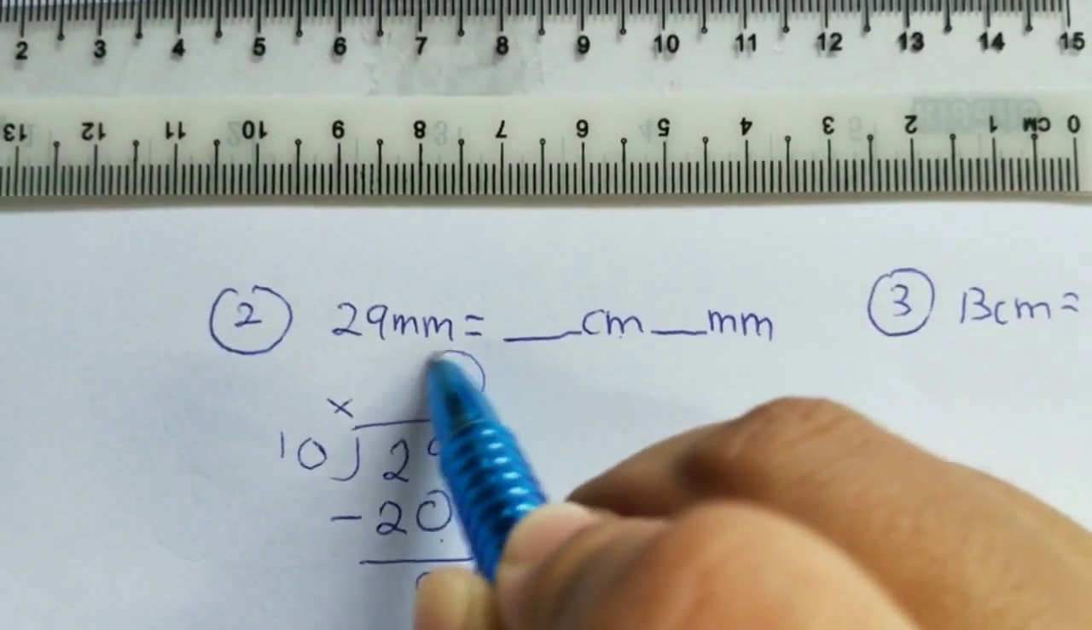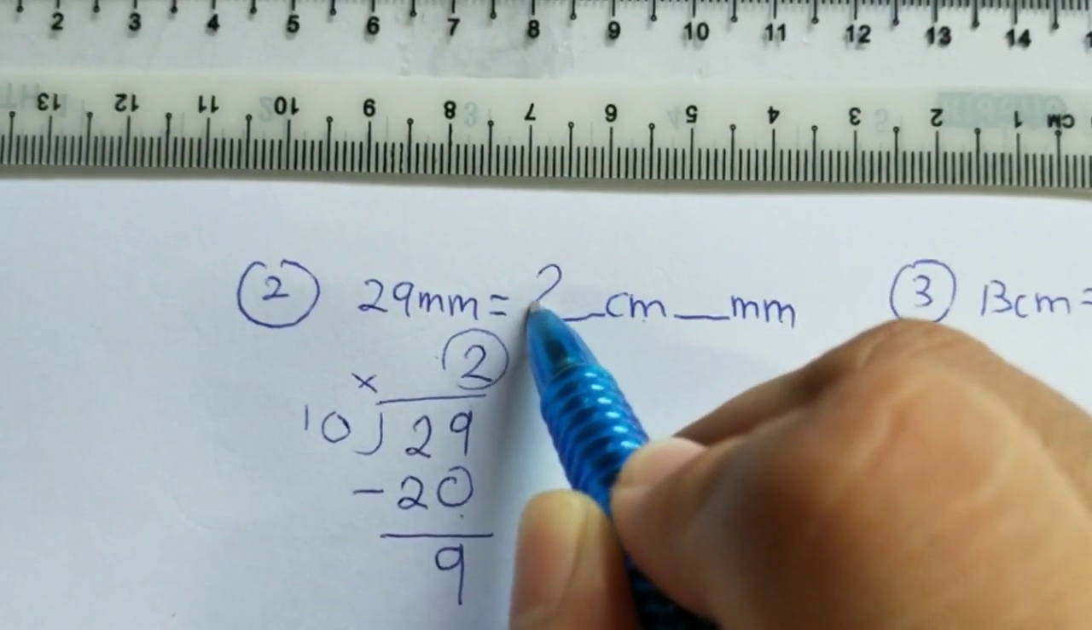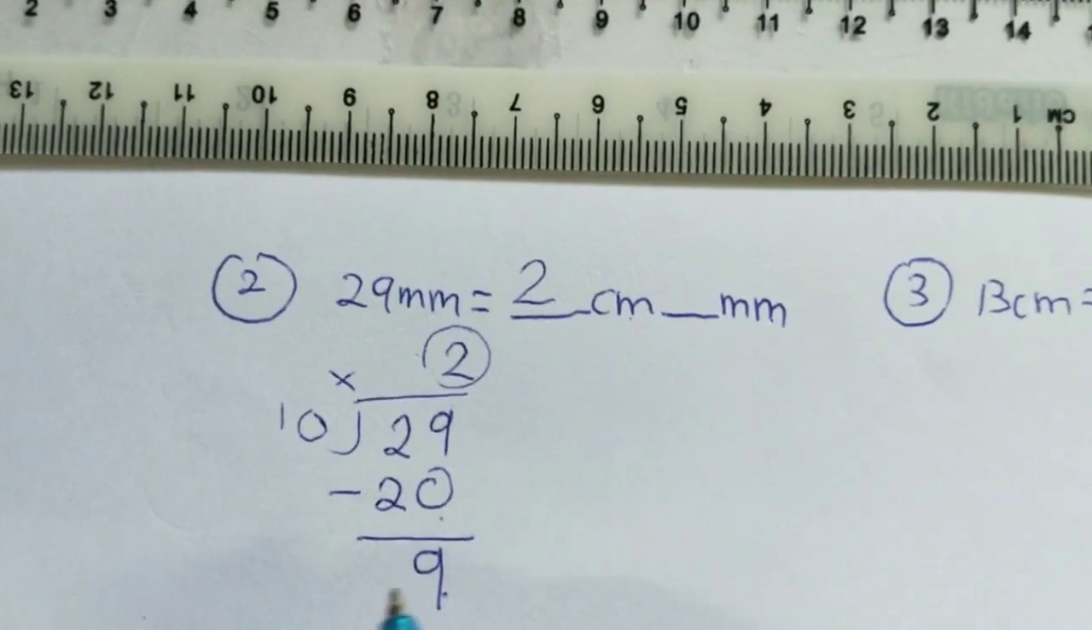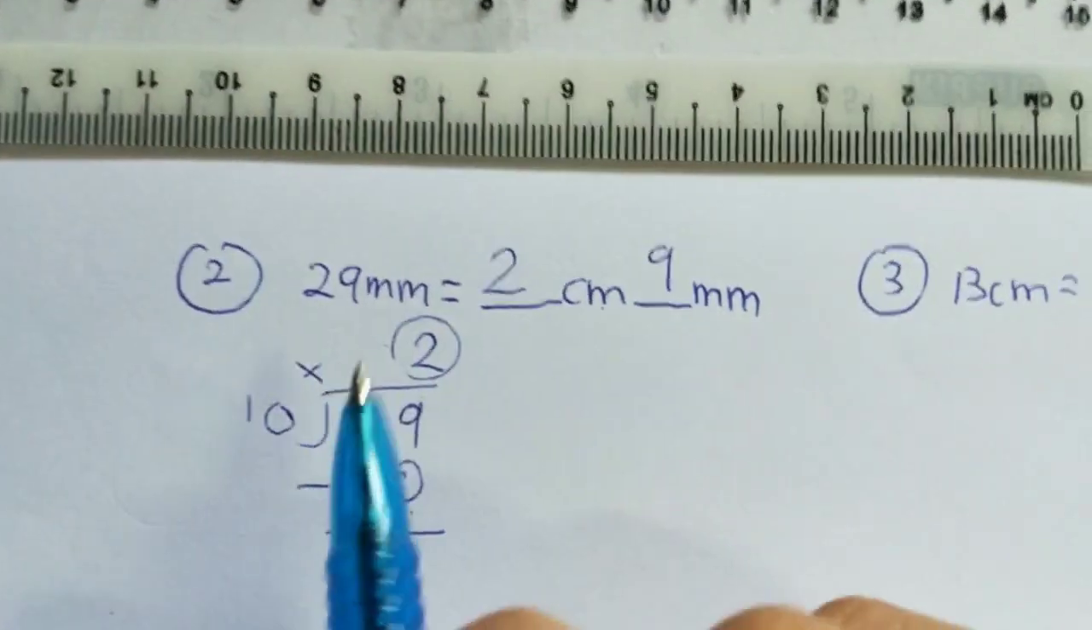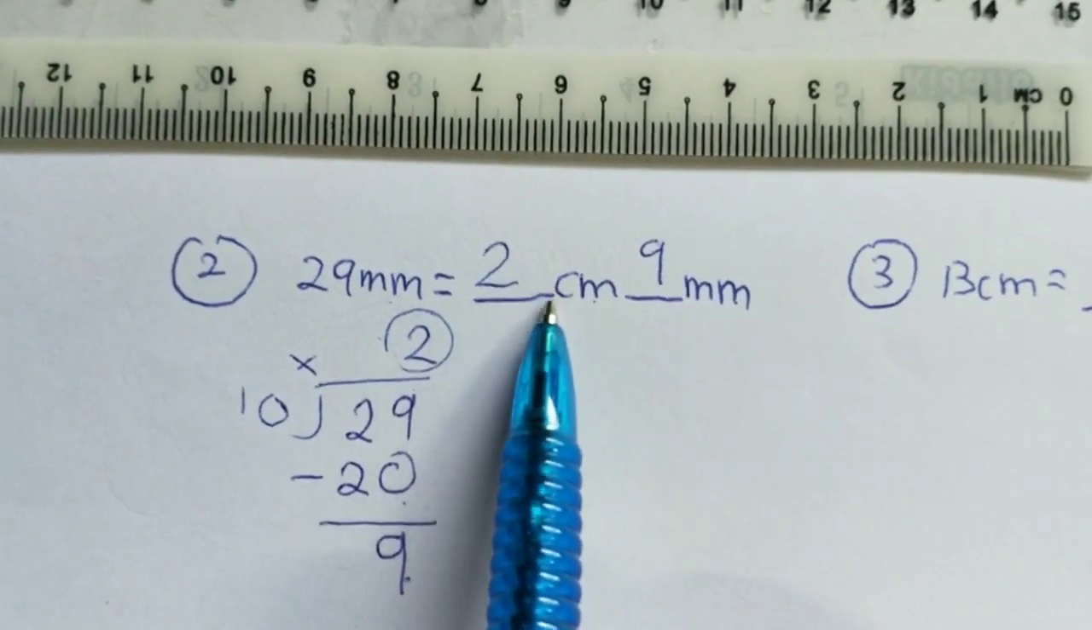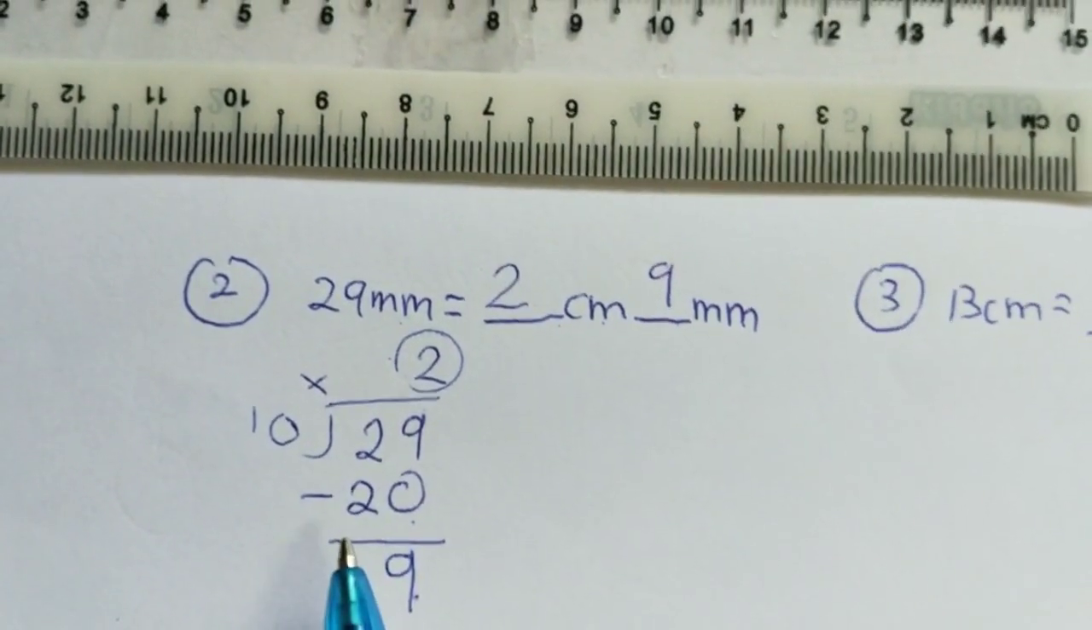So here, you got the 2 centimeter, and this remainder is the millimeter. So you have 9 millimeter here. Therefore, 29 millimeter is also equal to 2 centimeter and 9 millimeter. Okay?